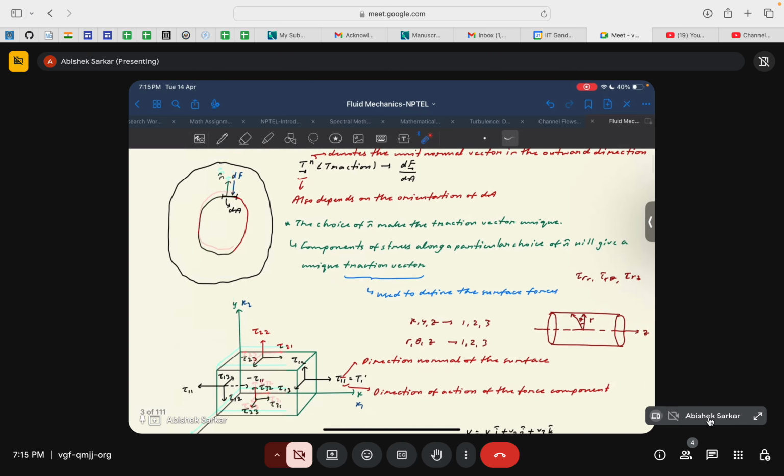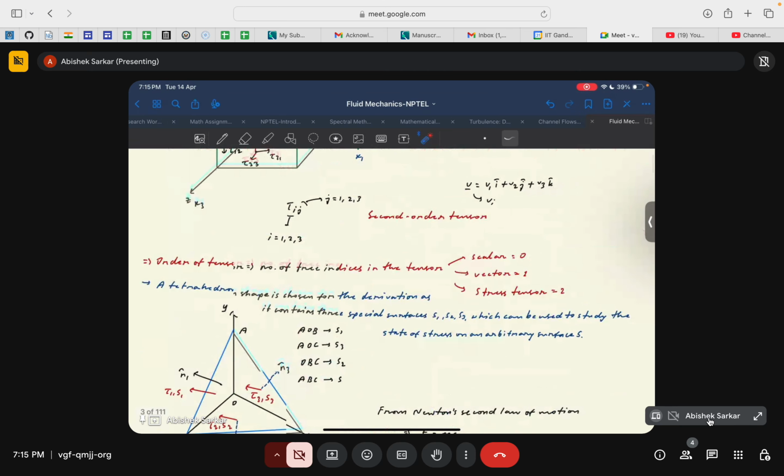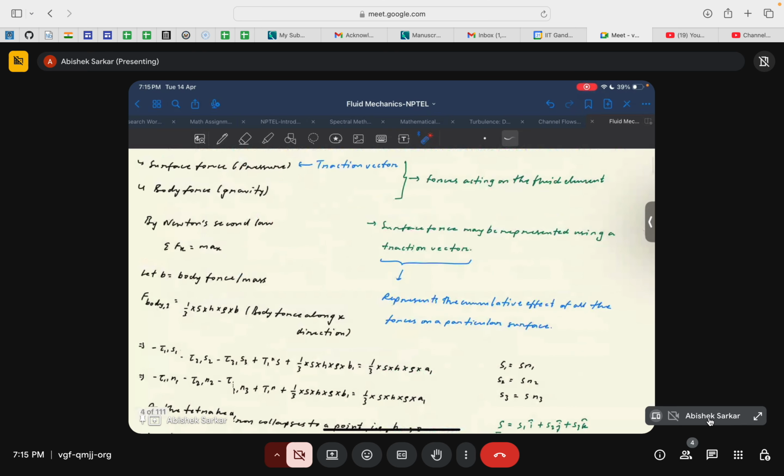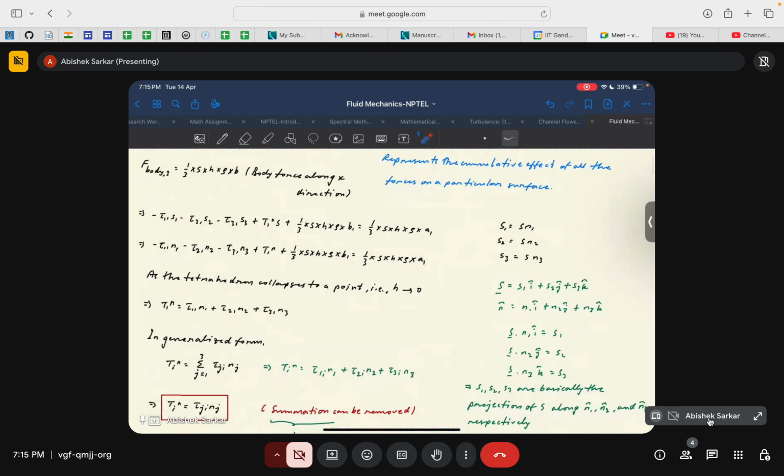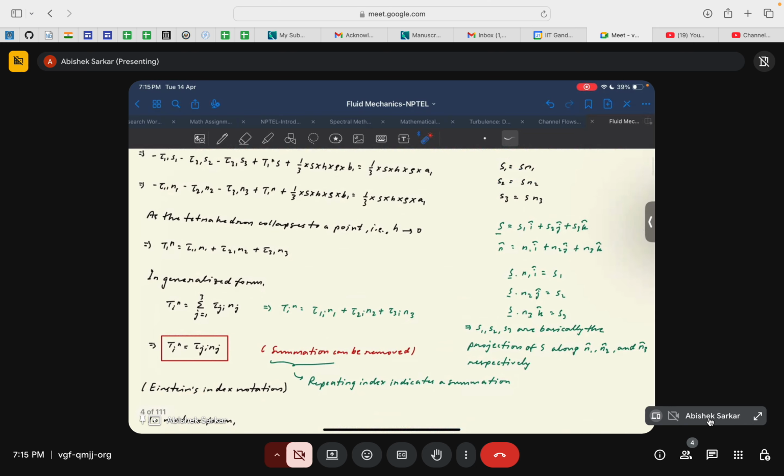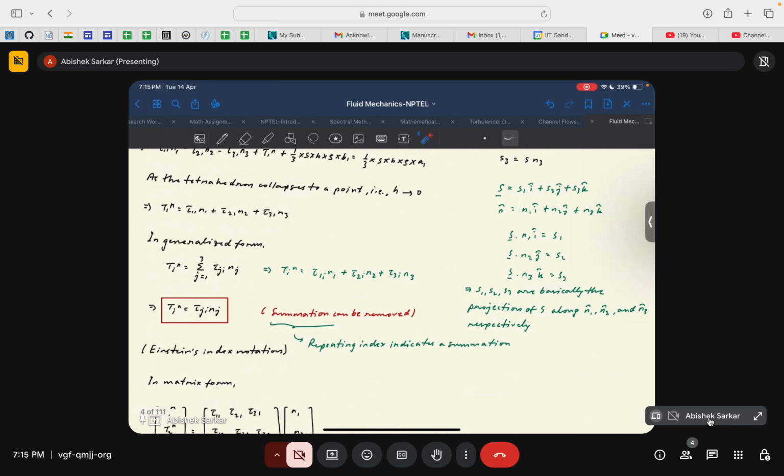Okay, and the basic correlation between the shear stresses and the traction vector turned out to be this equation, where Ti denotes the traction vector, tau ij or ji denotes the shear stresses, and nj denotes the normal vector of the area over which the traction vector was evaluated. Okay.